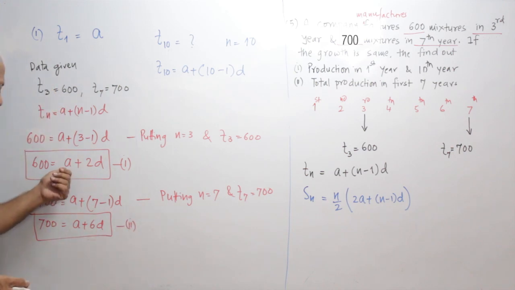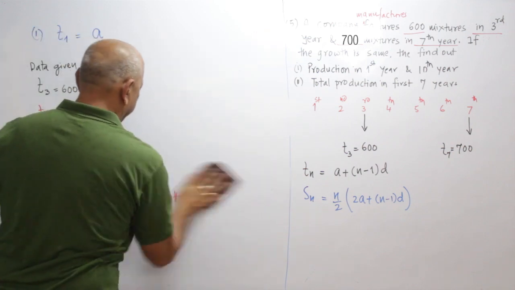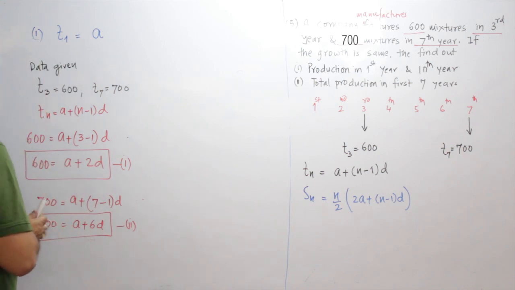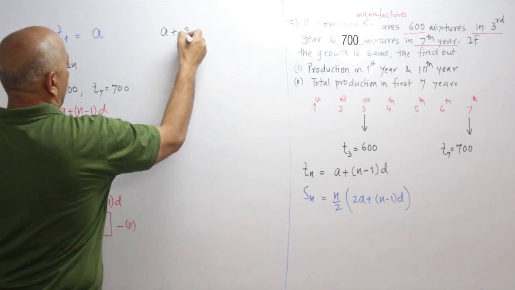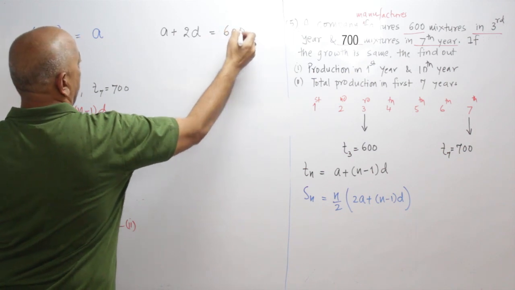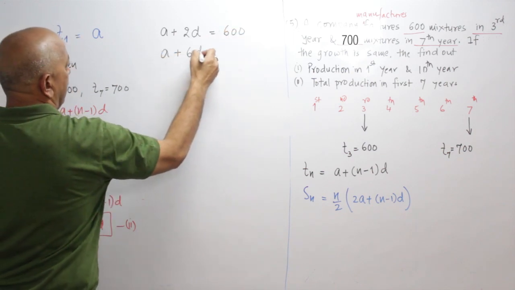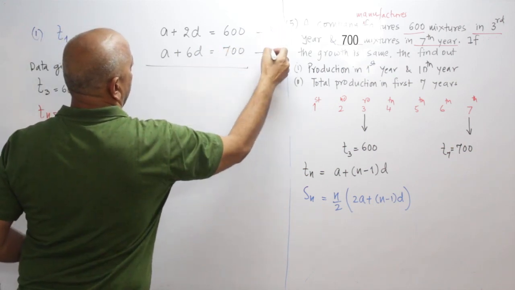So you can understand the first and second equation. The A and D are unknown here, and here also A and D are unknown. So these are nothing but two linear equations with two variables, and you know how to solve these equations. We'll take it this way. First equation, A plus 2D is equal to 600. A plus 6D is equal to 700. So this is the first one, this is the second one.